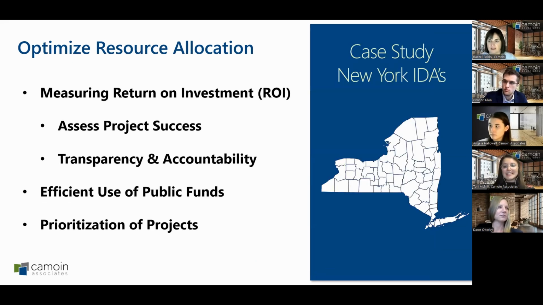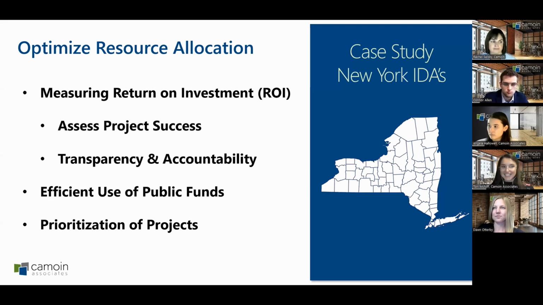So we talked a lot about storytelling today and communicating how projects impact communities. And as it relates to optimizing resources, we are measuring the return on investment and understanding if that was an efficient use of public funds and how we should prioritize projects moving forward based on the impacts of the project. So in measuring return on investment, we are assessing project success. And are we being transparent and holding people accountable for measuring outcomes or potential outcomes?